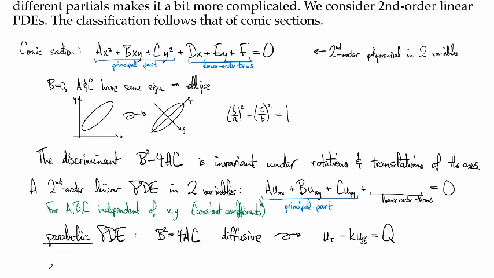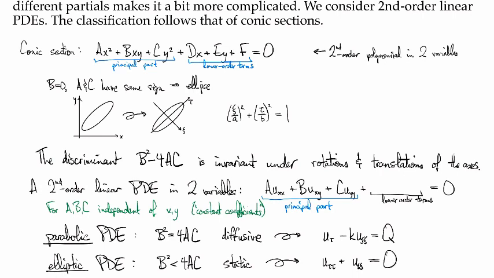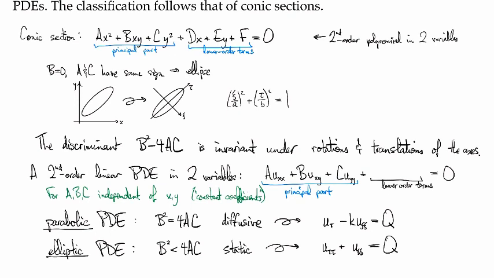You can also have elliptic or elliptical PDEs. This is when b squared is less than 4ac, and in this case you get something that's static, so it's not an evolution equation like the parabolic one, or the wave equation for that matter. And in this case, you end up with something that looks like the Laplacian of u is equal to some lower order terms.